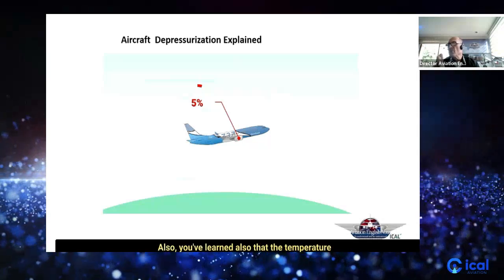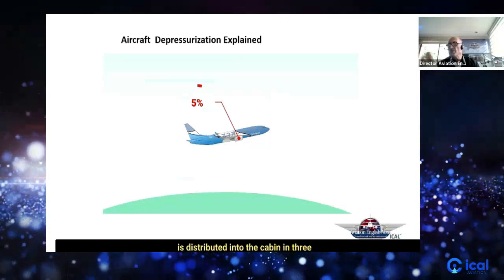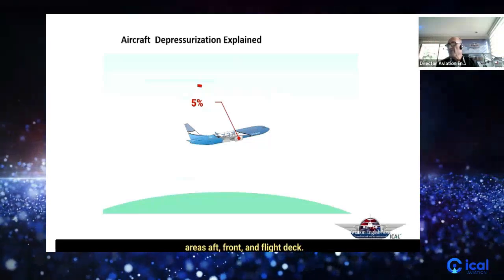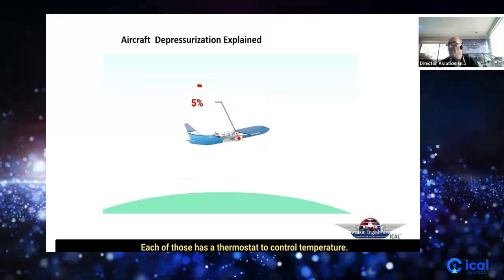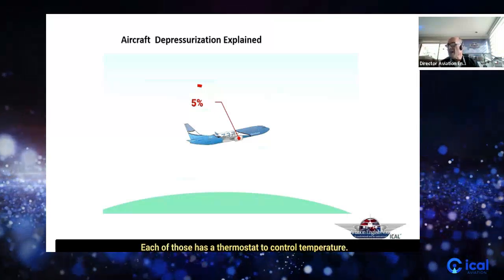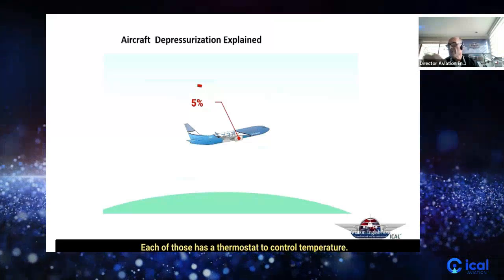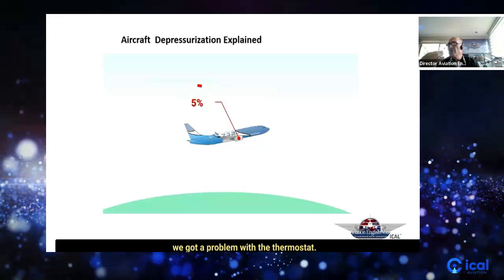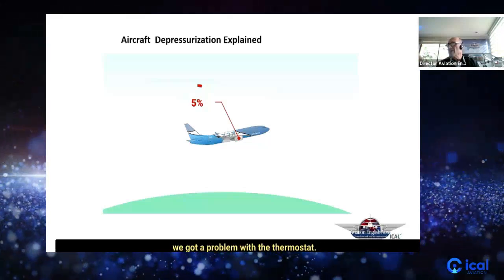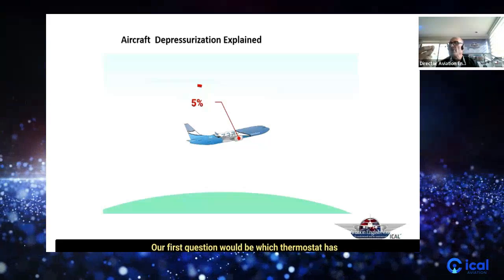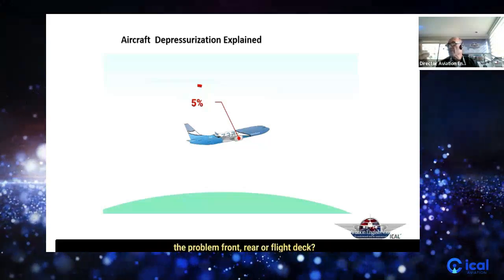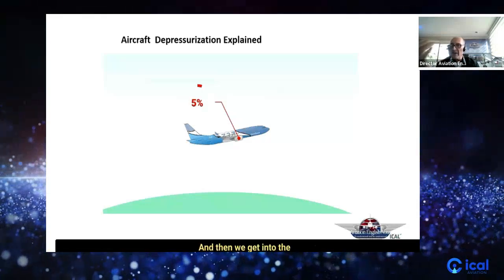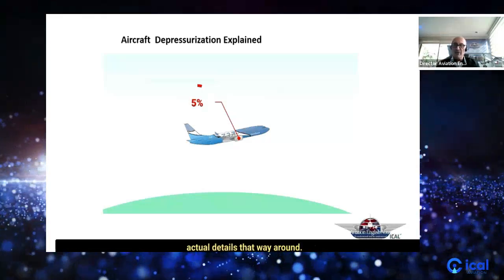Also, you've learned that the temperature is distributed into the cabin in 3 areas: aft, front, and flight deck. Each of those has a thermostat to control temperature. For example, if we hear a potential problem, we've got a problem with the thermostat. Our first question would be, which thermostat has the problem, front, rear, or flight deck? And then we get into the actual details that way around.